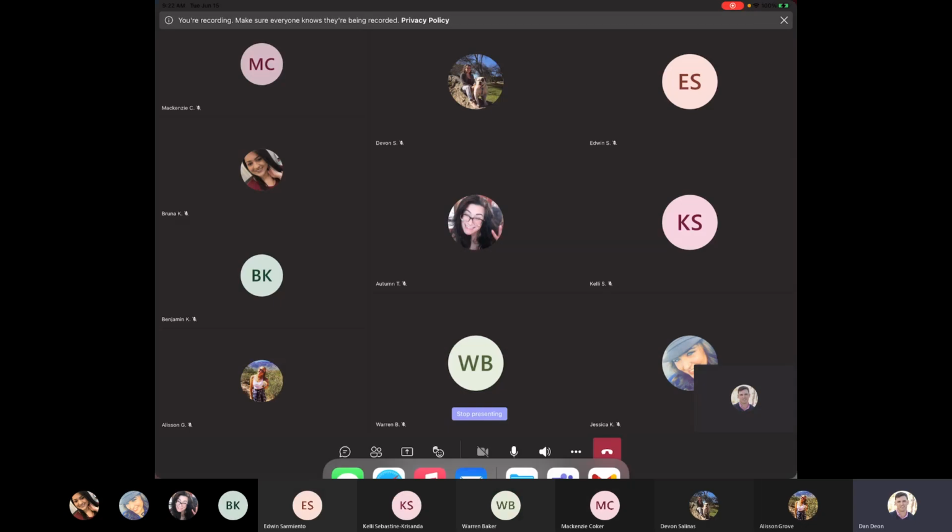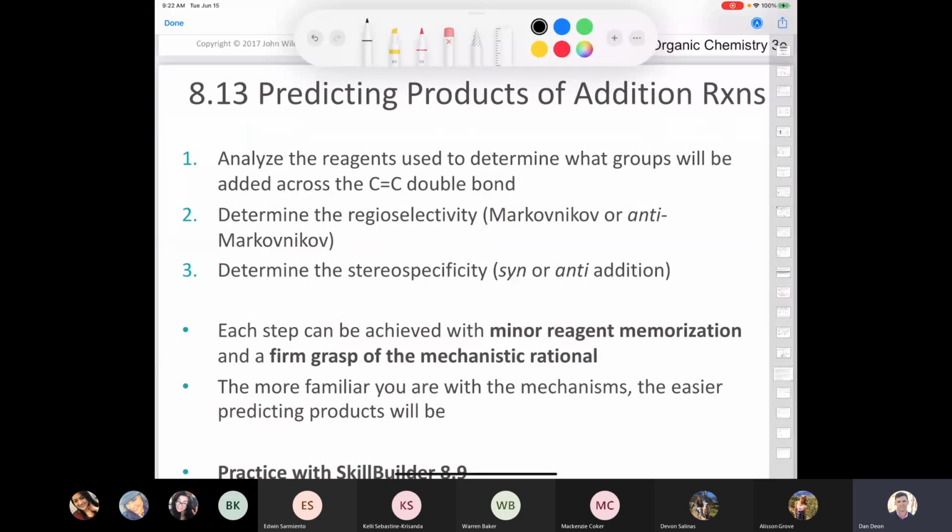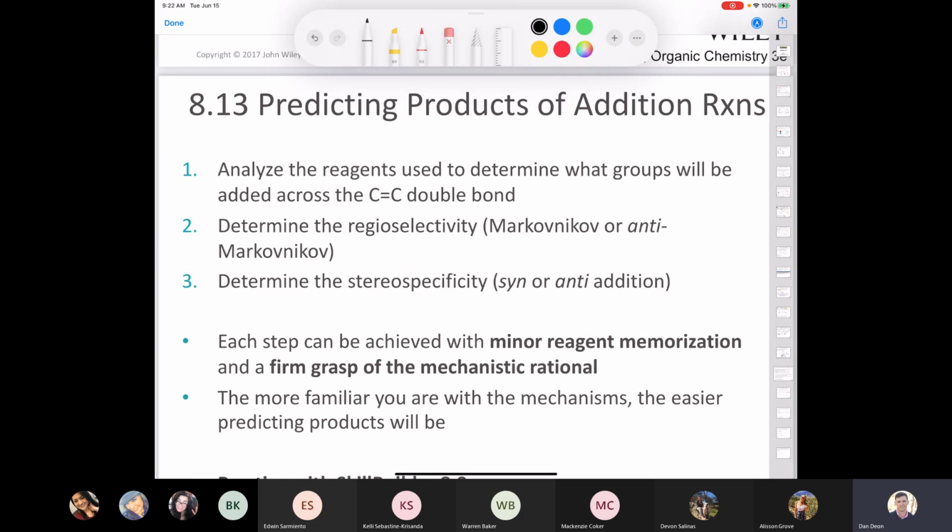All right, Chemistry 3101. Now that we've taken a look at all of the new reactions that we learn in Chapter 8, let's talk about the last couple sections. Section 8.13 deals with predicting the products of addition reactions. I think the best way to remember these reactions is to start with memorization, okay?